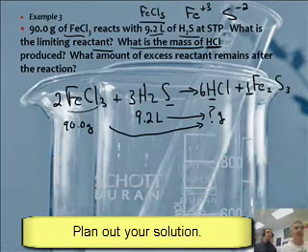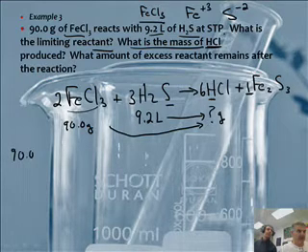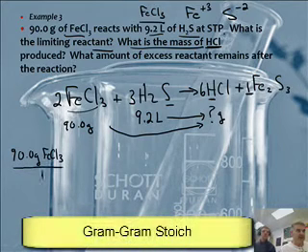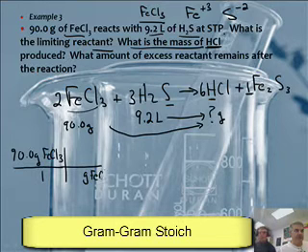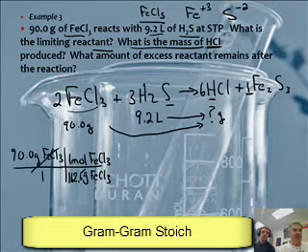All right, we'll do some stoichiometry. Okay, 90.0 grams of FeCl3 over 1. And now I'm going to convert the grams of FeCl3 to moles. I suppose I should add the molar mass of FeCl3: 56 plus 71 plus 35 is 162.5. So 1 mole of FeCl3 is 162.5 grams of FeCl3.